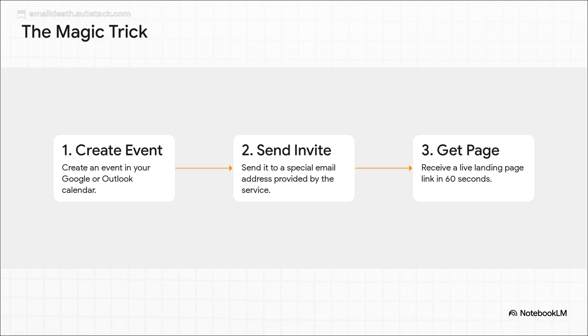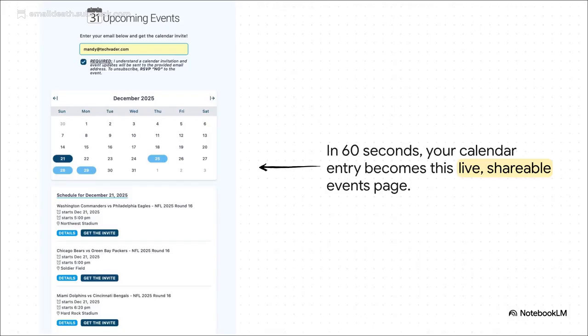Step 1. You just create an event in your Google or Outlook calendar, exactly like you do every day. Step 2. You send the invite to a special email address. And step 3, within 60 seconds, you check your inbox, and bam! There's a link to a live, fully functional event page. It is that fast. And here it is.